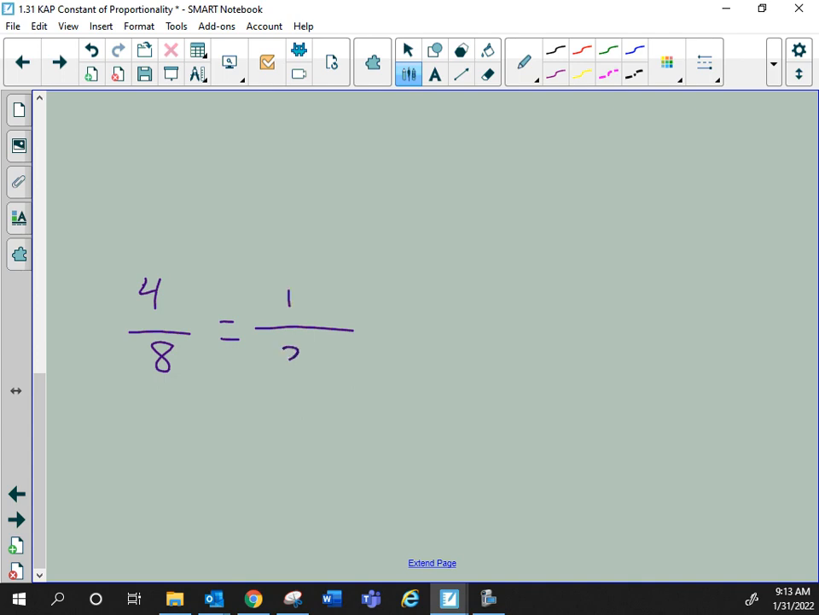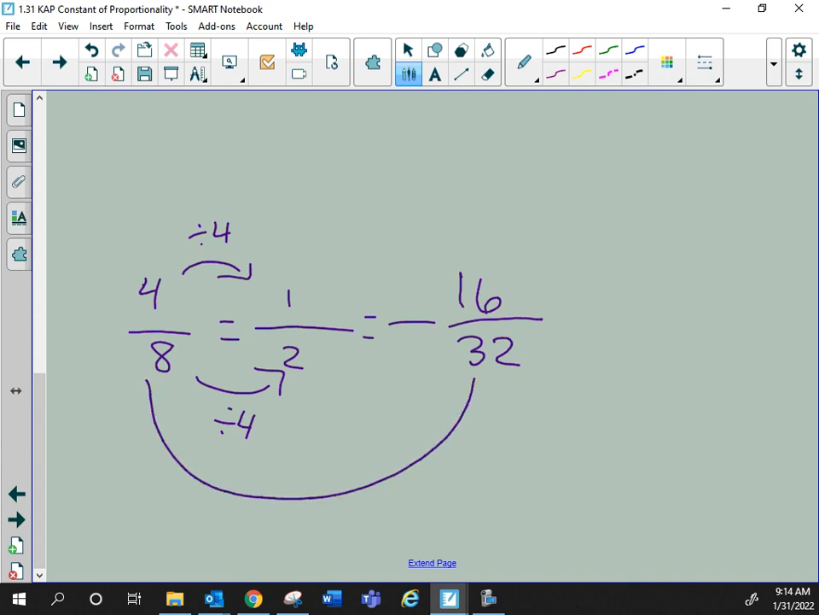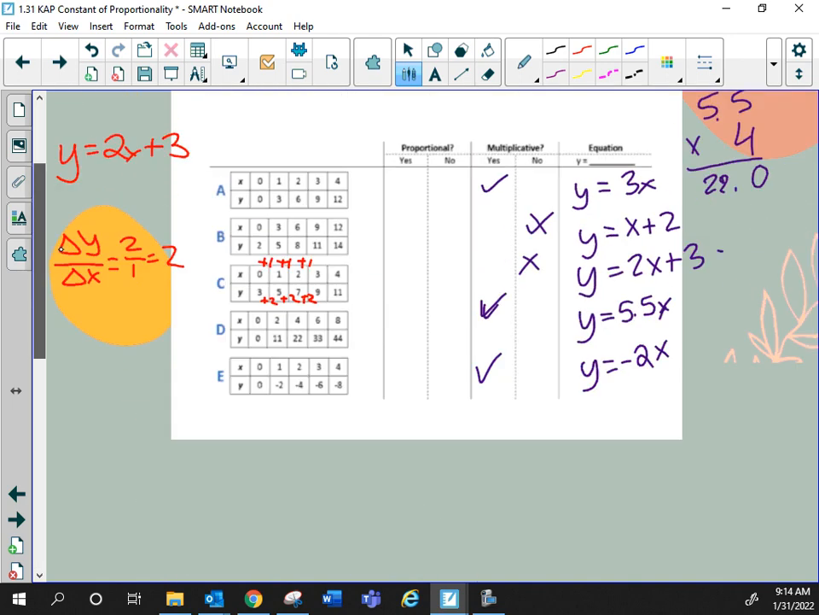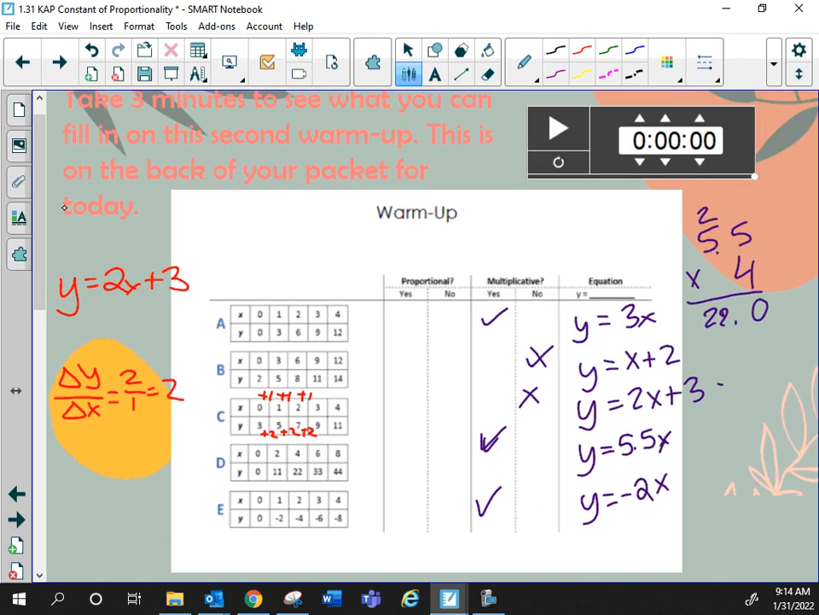1/2. Okay, because what do you do to both? Divide by 4. Divide by 4. I can also say that 16 to 32 is proportional because I times by 4. Okay, when it's proportional, it's doing the same thing to the x and the y. Do we remember that from proportions? Okay, so let's go see if we can apply that to our problem here.